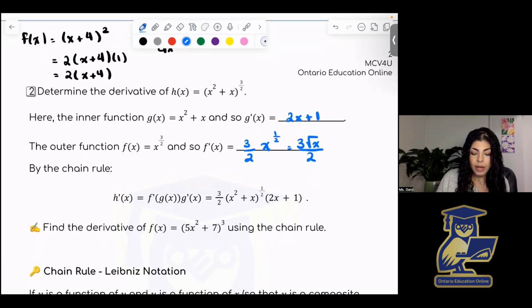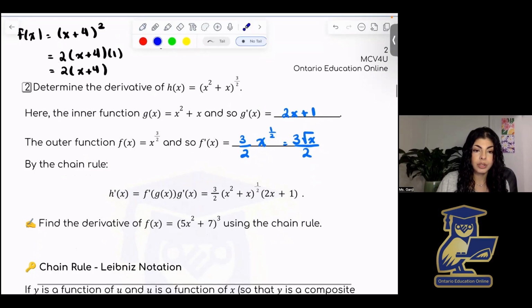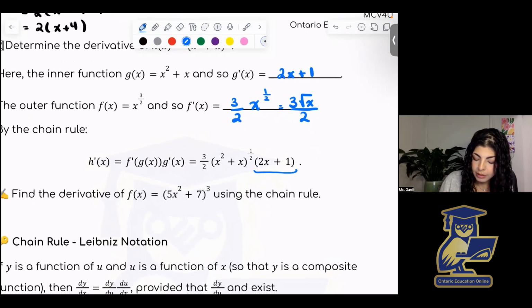Okay, so I'm sticking with this representation for the chain rule. So here, this is just my definition of the chain rule. Now I have that 3 over 2, and now I'm substituting instead of x, g of x, which was x squared plus 1, and I kept that half there as my exponent. And this 2x plus 1 is just the derivative g of x. So this is g prime of x, and this is f prime of g of x.